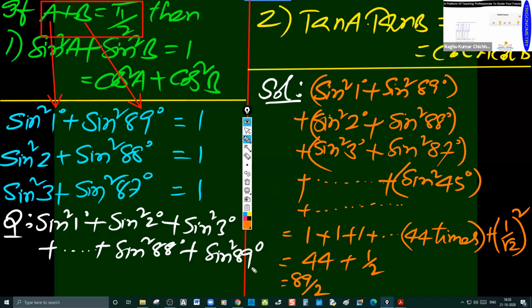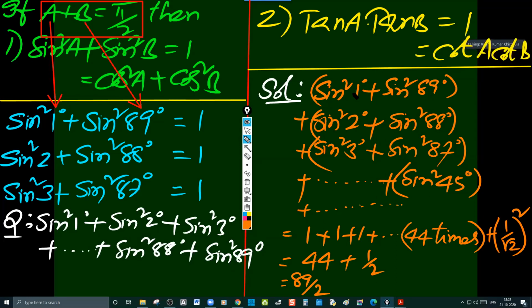But 89 is an odd number, so there remains one number individually without any pair. It is sine square 45. And all the rest of the terms will be paired and each bracket becomes 1. There are 44 such terms, and how many ones do you get? 44 ones you get. And sine 45 value is 1 by root 2, 1 by root 2 whole square. So 44 plus 1 by 2 is 89 by 2. Are you clear or not? Both of you. Yes, sir.